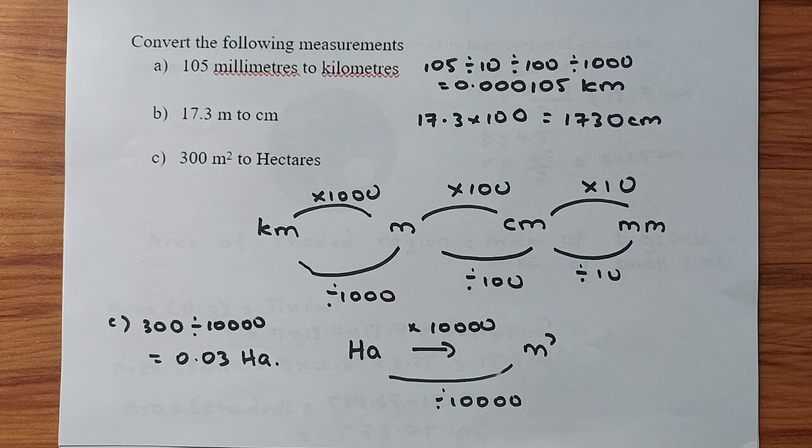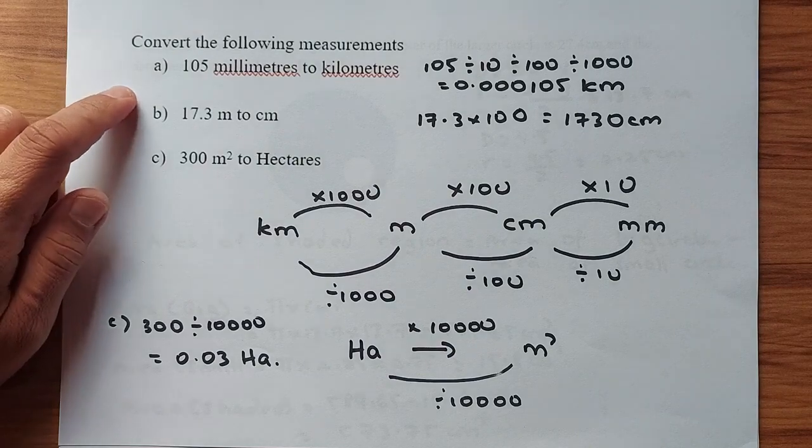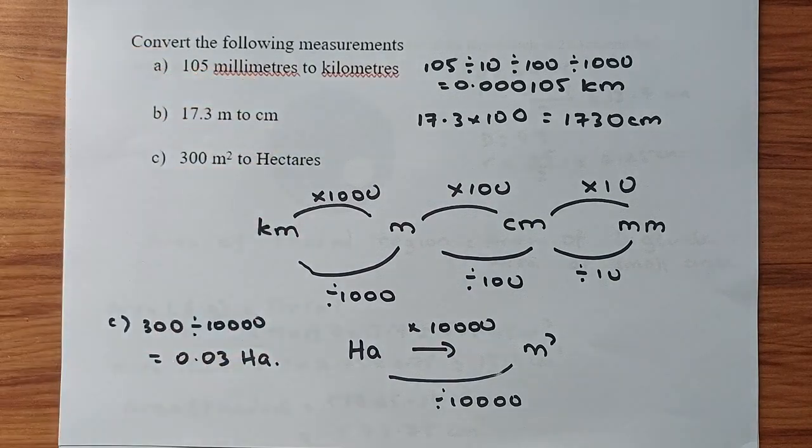The first question is about conversion. You need to know conversion between distance, which is kilometers, meters, centimeters and millimeters. You also need to know how to convert masses, kilogram to gram to tons, and also most likely capacity, liters to milliliters. In this question, we are looking at distance. The first question is convert 105 millimeters to kilometers.